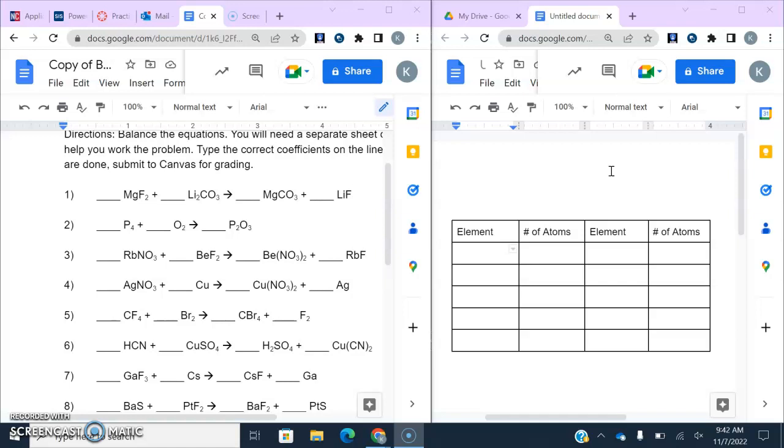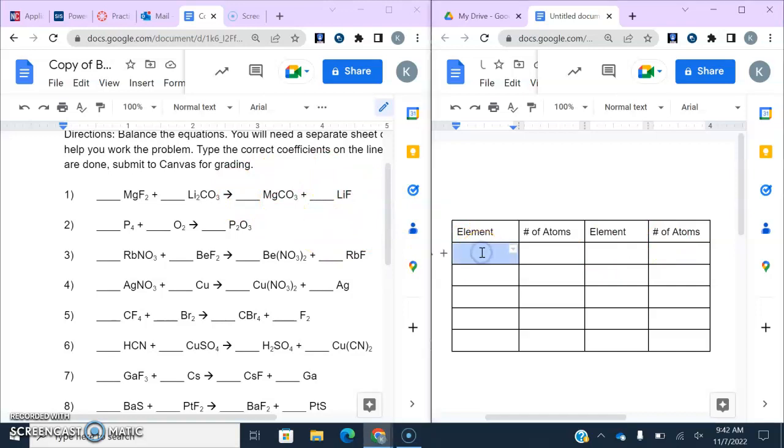Remember, our law of conservation of mass states that matter cannot be created or destroyed. So whatever elements we have on the left-hand side of the equation, we're going to have on our right. These first two columns here are going to be for my reactants, so what's on the left, and then these two columns here are going to be for my products on the right.